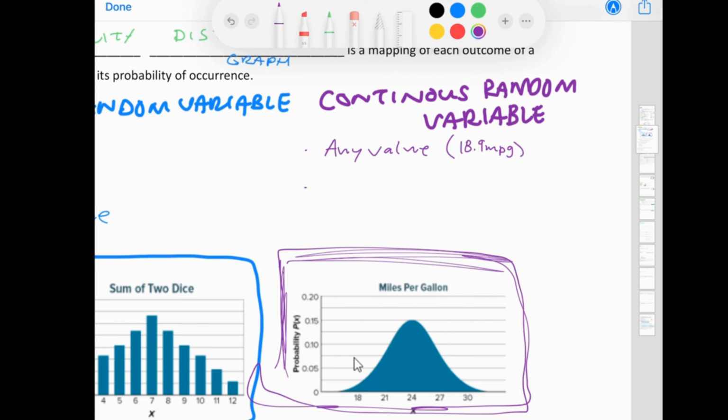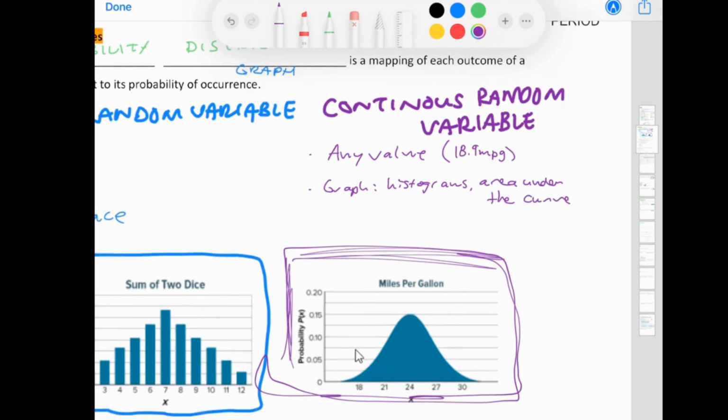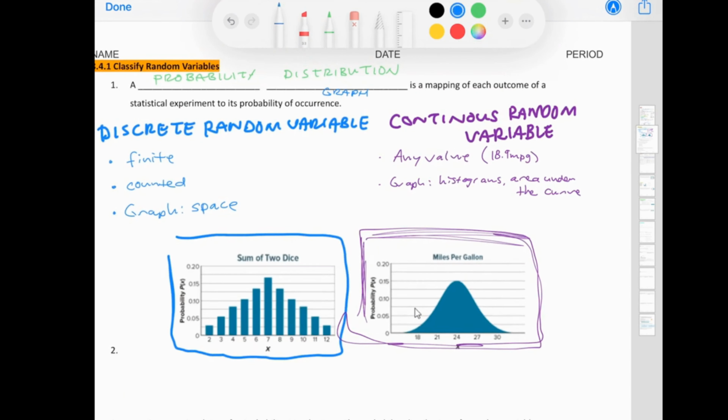Okay, what do you notice about our graph? Our graph is basically a histogram, which is basically area under a curve. That's it. Under the curve. And over here, we basically had bar graphs. Okay?